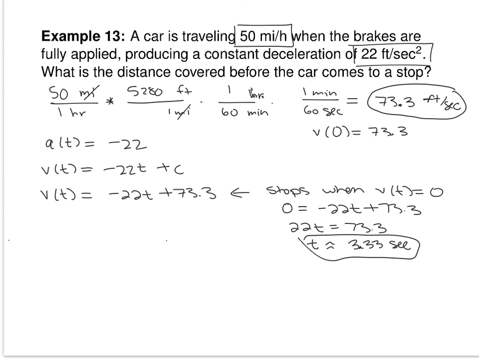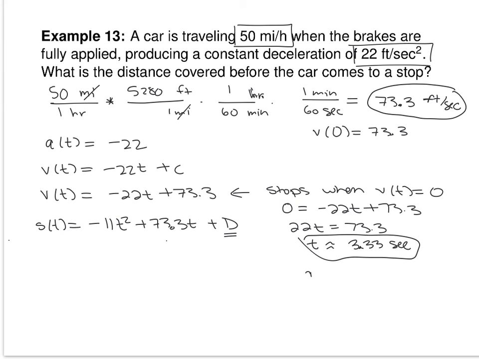Is that the question that you were asked? You were asked how far the car went, right? This will be helpful, but it's not quite the answer. So if we want to talk about how far the car went, you've got to go back to the position equation. So S of t will be minus 11t squared plus 73.3t plus some d. And this is the step where we actually make a little bit of a jump that I think you wouldn't get unless I explain it.